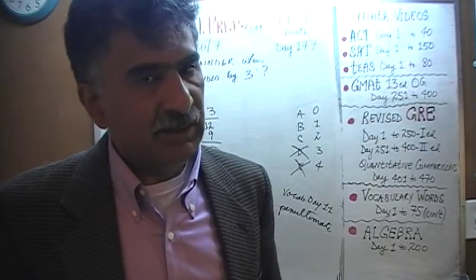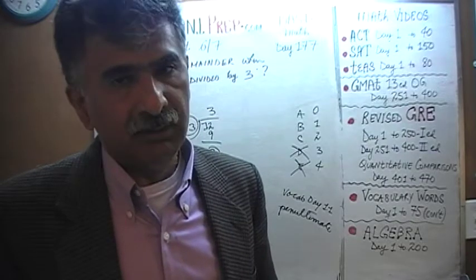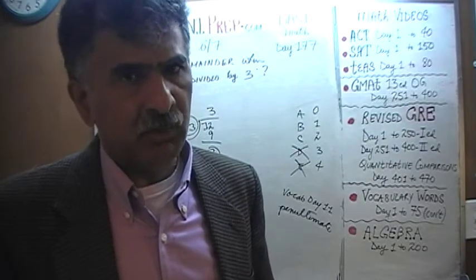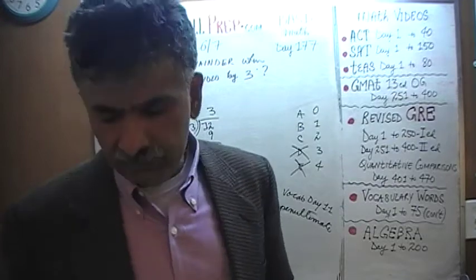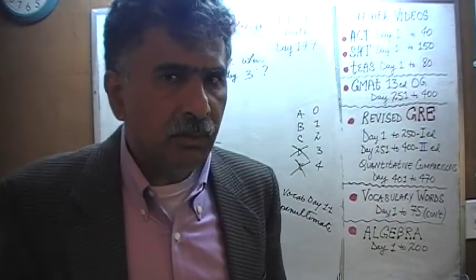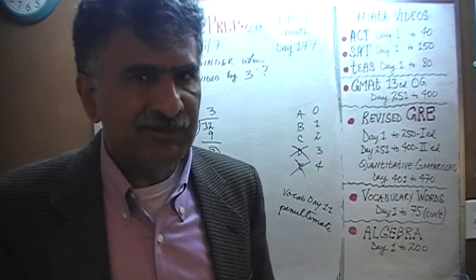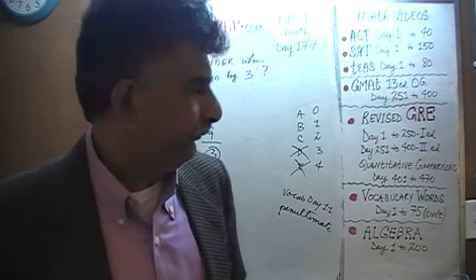Answer choices D and E are just simply silly. They're nonsensical, they make no sense. The remainder cannot be 3 or more when you're dividing a number by 3. If you're dividing a number by 7, whatever the number is, the remainder in that scenario cannot be 7 or more. You understand? Let's do the work.